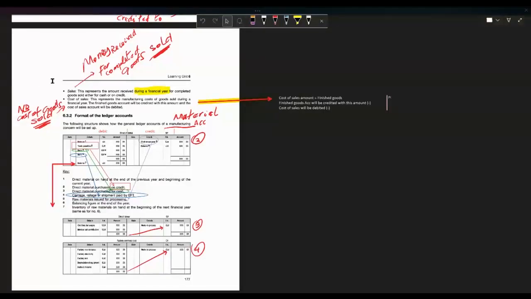So you do have the opening balance, and then you have trade payables. Trade payables, what does it tell you? It tells you about the purchases that were made on credit. Trade payables. So these are the purchases that were made on credit. All right, as you can see, this is what is being debited.